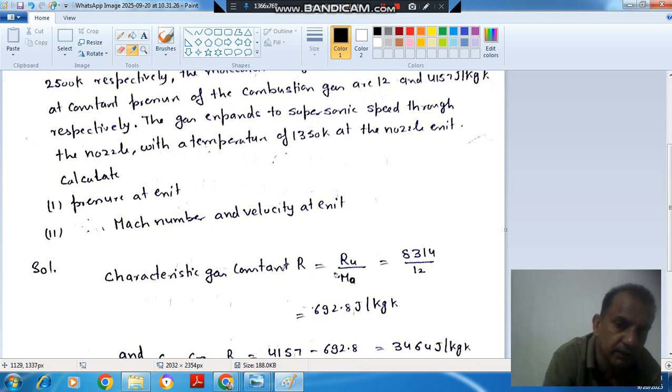As the gas expanded is not air, we will not use the isentropic table to solve the question. So we will use formulas for solving the question. First of all, we will find out the characteristic gas constant. As molecular weight is 12 and universal gas constant is 8314, the characteristic gas constant comes out as 692.8 joule per kilogram per degree Kelvin.